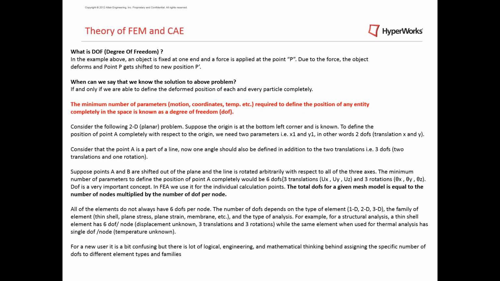The total DOFs for any mesh model is equal to the number of nodes multiplied by the number of degrees of freedom per node. All the elements do not always have 6 degrees of freedom per node. The number of degrees of freedom depends on the type of element, 1D, 2D, 3D, the family of element, thin shell, plane stress, plane strain, membrane, etc., and the type of analysis. For example, for a structural analysis, a thin shell element has 6 degrees of freedom, displacement unknowns, 3 translation and 3 rotation, while the same element when used for thermal analysis has a single DOF per node, that is the temperature unknown.